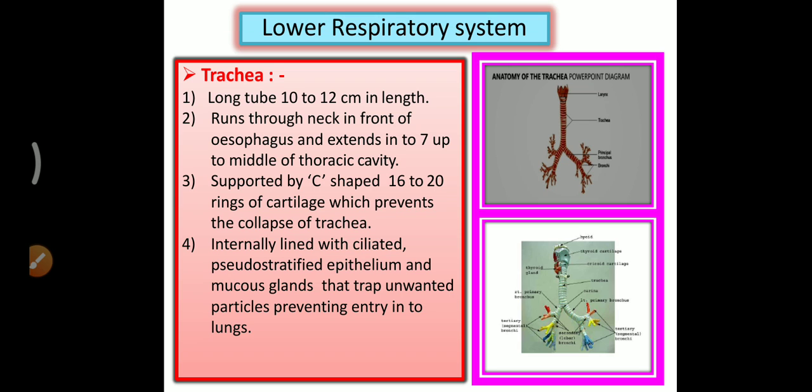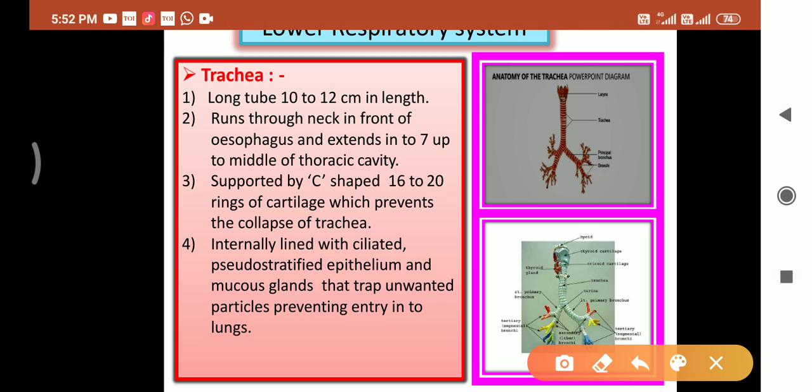Now the next organ of the lower respiratory tract is the trachea. This is also a very important slide. The trachea is 10 to 12 centimeters in length and runs through the neck in front of the esophagus. The esophagus is the digestive system passage; the oral cavity also opens into the esophagus. So two tubes are going into your thoracic cavity. One is the esophagus, that is the food pipe, and the next one is the trachea, that is your air pipe. So these two tubes are present.